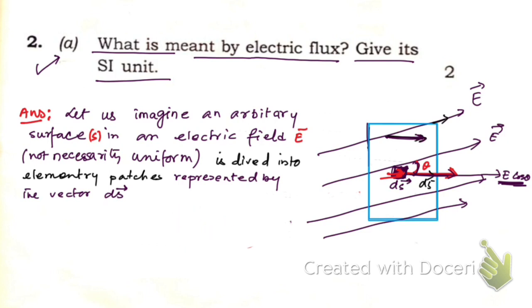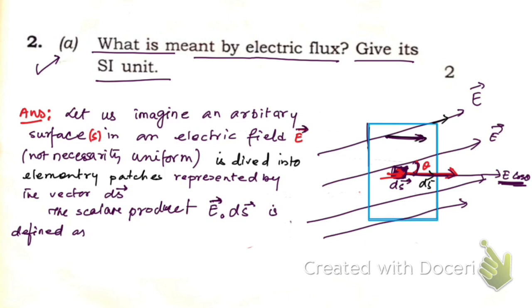the dot product or the scalar product E dot ds, E vector dot ds vector, where E vector is the electric field, right? The ds is defined as the electric flux through the patch.